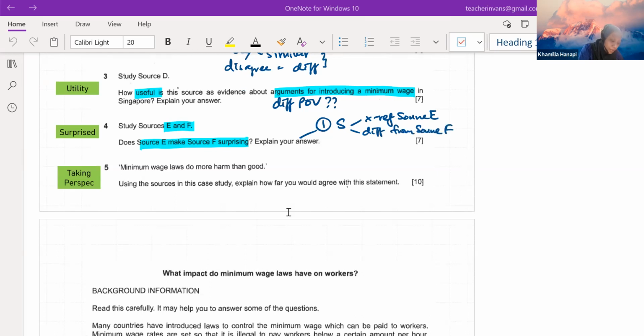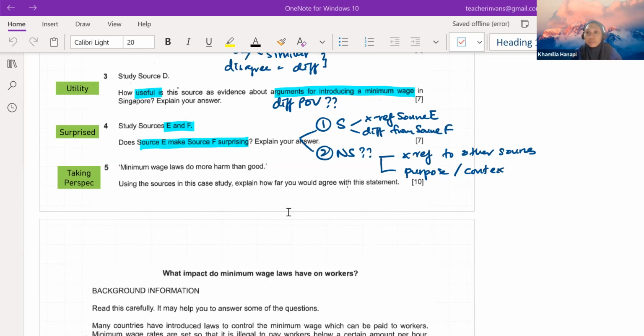Correct? Okay, the second paragraph, it is not surprising. And in here, you'll be saying that it is actually not surprising. It can be cross-referenced to other sources. And you will also see that the cross-reference may not be a cross-reference, okay? It could be looking at purpose, looking at context, or even looking at the provenance itself. So this is a very important question that we will go through later.